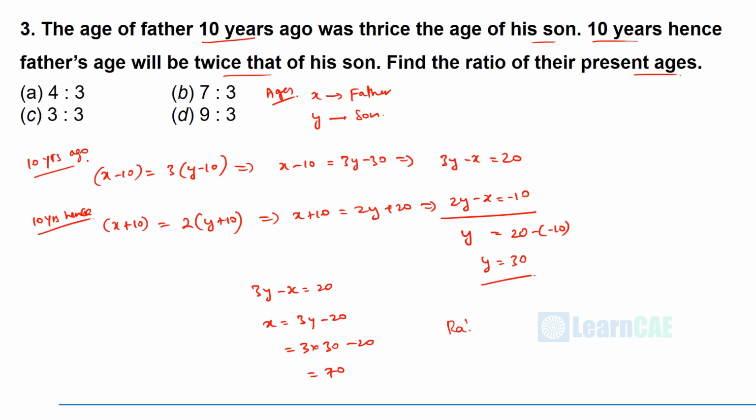The ratio is 70 is to 30, which is nothing but 7 is to 3. Answer is B, 7 is to 3.